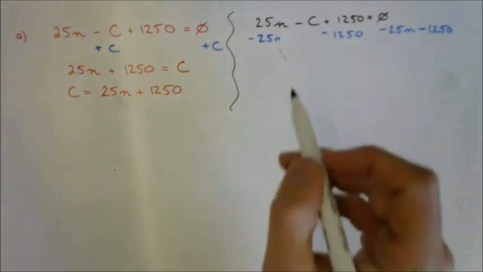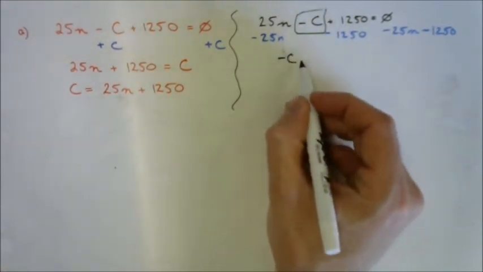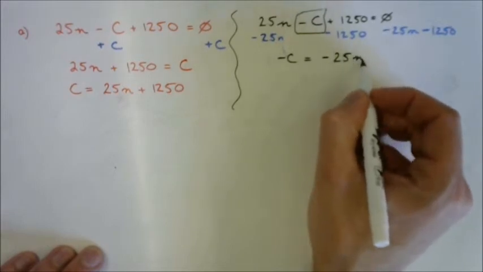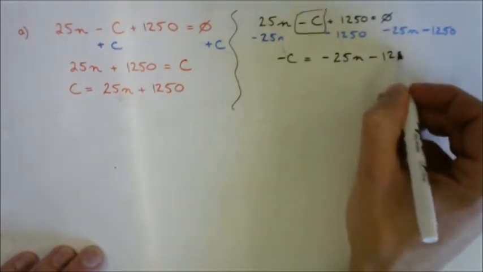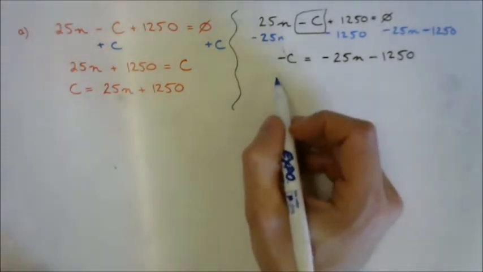So on the left, I'm left with negative c. And on the right, I have negative 25n minus 1250. What about that n? That stays like this? Then this is where you times it by negative 1? No, the n's stayed there, Sam. If you have 25 and you take away 25, you're left with 0. You're getting your subtraction and division mixed up. Is this where you times it by negative 1? Ah, this is where we have to multiply both sides by negative 1.